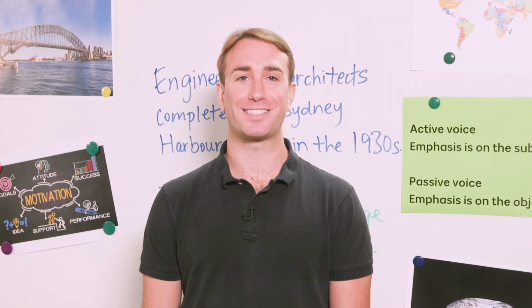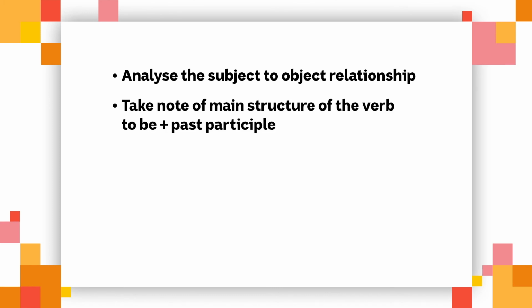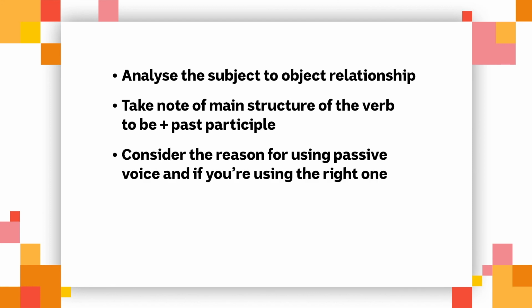Here are some important tips to take note of. Analyze the subject-to-object relationship. Not every sentence can or should be made passive. Remember the main structure of the verb to be plus past participle. Get to know your irregular verb forms. Consider the reason as to why you are using passive voice. This can really help you to choose the right one.